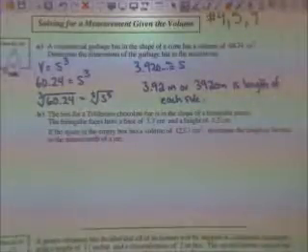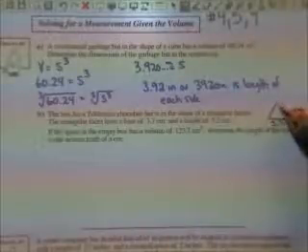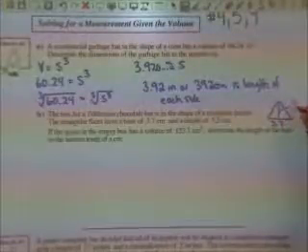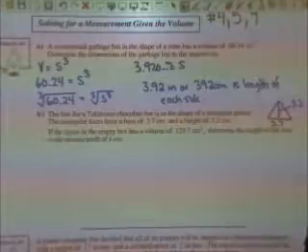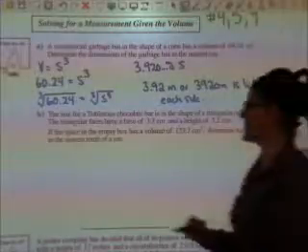Okay. Now we look at B. The box for Toblerone chocolate bar is in the same shape of a triangular prism. Triangular faces have a base of 3.7 centimeters and a height of 3.2 centimeters. So the triangular face has a base of 3.7 and a height of 3.2. If the space in the empty box is a volume of 123.7 cubic centimeters, determine the length of the box to the nearest tenth.